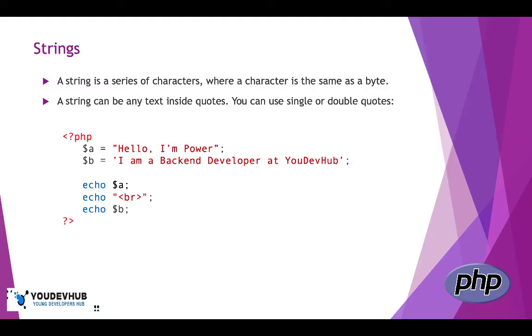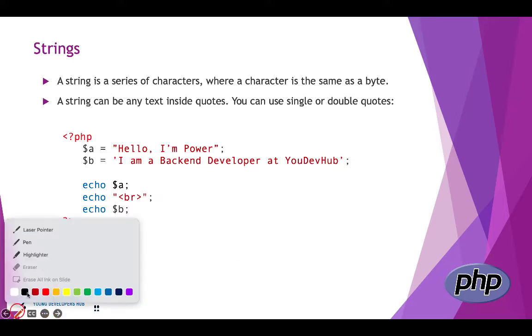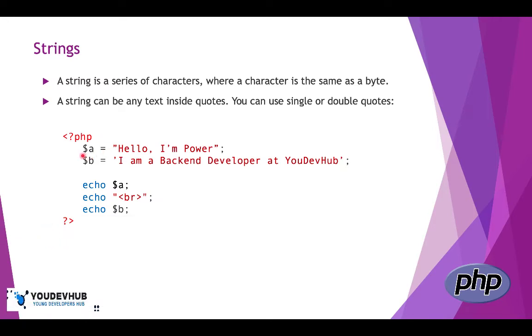Strings. The string data type. A string is a series of characters, where a character is the same as a byte. So for a string data, we're talking about bytes of data. A string can be any text inside quotes, and you can use a single quote or a double quote for outputting your string. The example here shows a PHP string with a variable A saying hello, I'm Power, and B saying I'm a backend developer at UDevop. So if we echo A and put a bracket and echo B, let's see what that gives us.